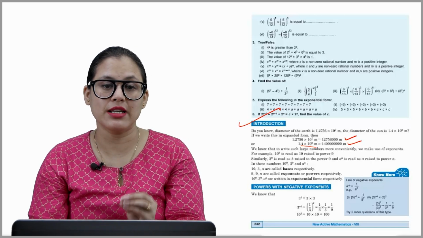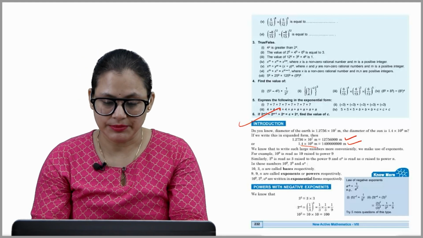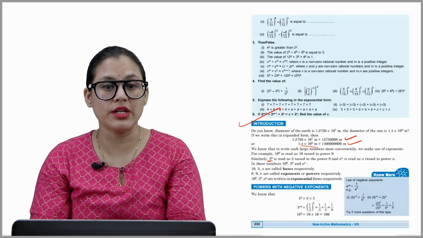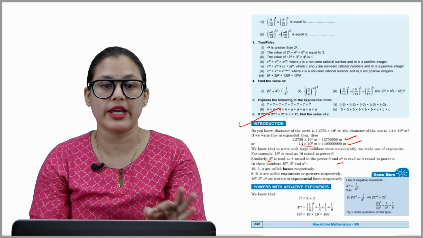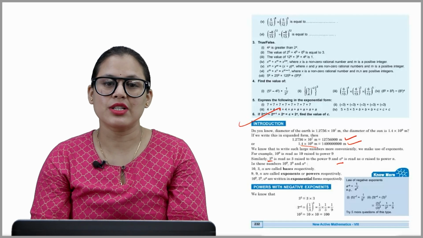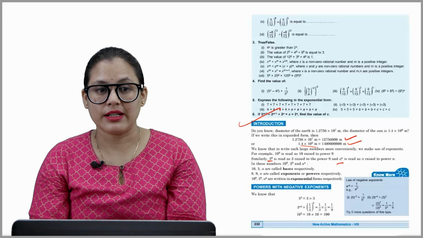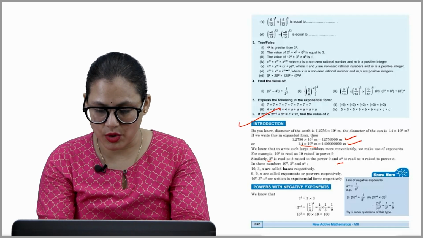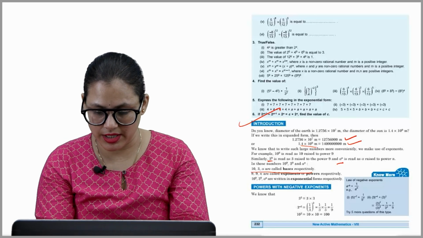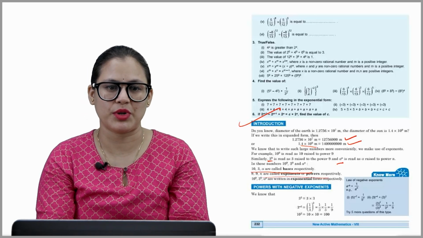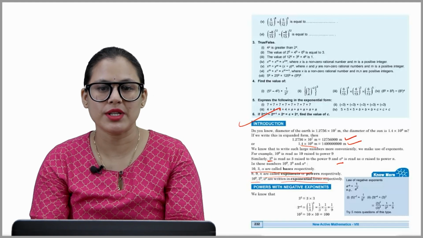For example, 10 raised to the power 9 is read as 10 raised to the power 9. Similarly, this is read as 3 raised to the power 9 and this is read as a raised to the power n. In these numbers, 10 raised to the power 9, 3 raised to the power 9 and a raised to the power n, 10, 3 and a are called bases, and 9 and n are called exponents or powers respectively. So these are written in exponential forms respectively.